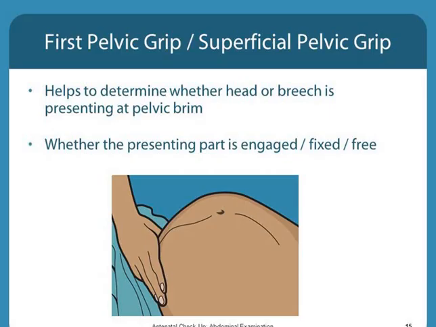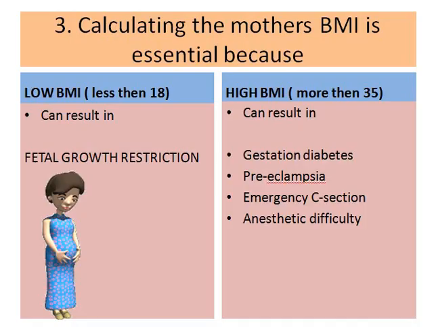The fingers at the pelvis, if you feel the head, then that is normal presentation, and if you don't feel the head, that is basically breech presentation. So it helps decide which type of delivery we should plan in such a patient, or whether this patient needs external cephalic version or not. Lastly, what we do is we calculate the mother's BMI.